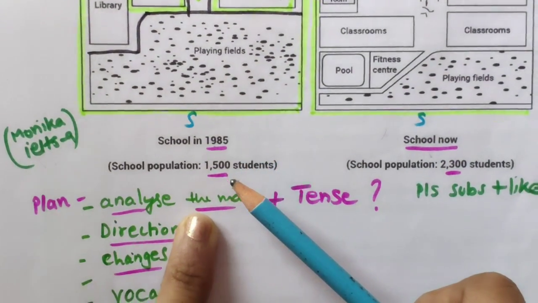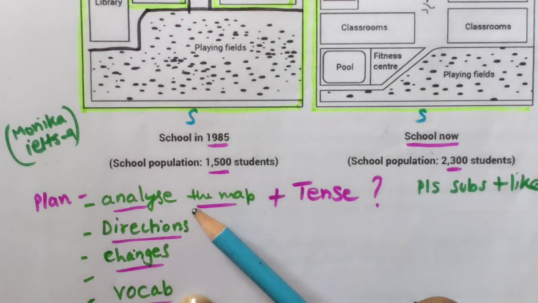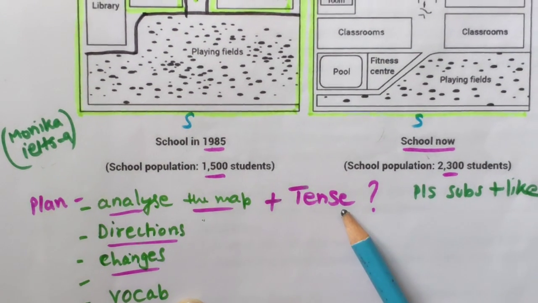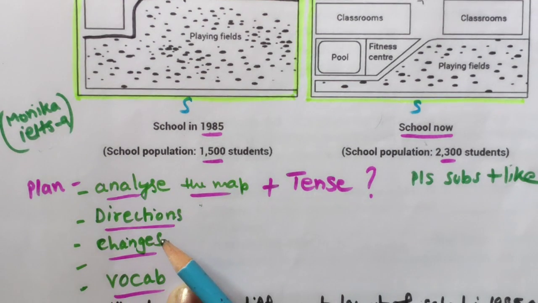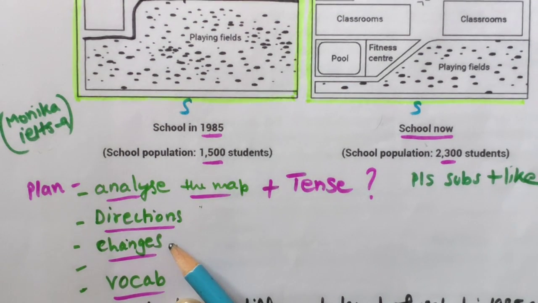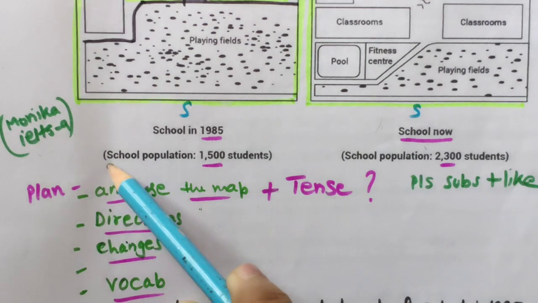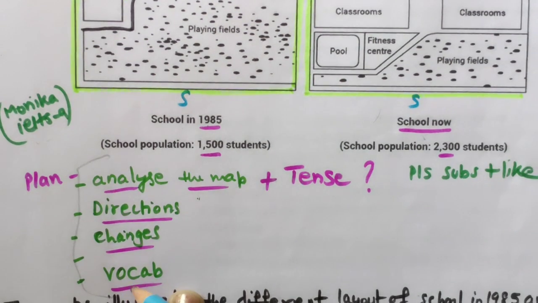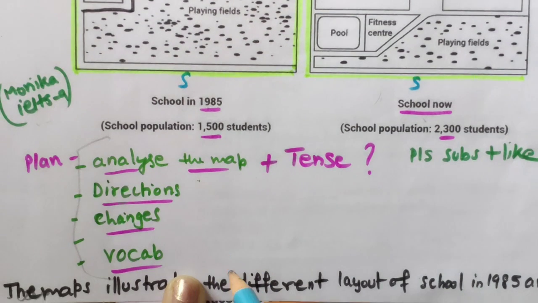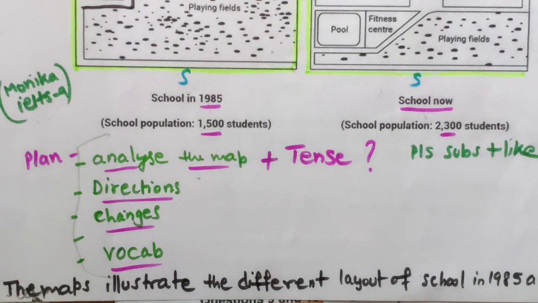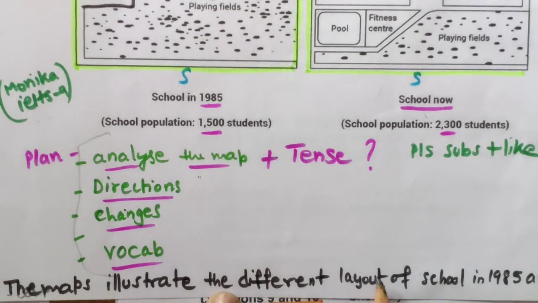In this video we are going to analyze the map, the tense, which tense we have to use, directional words, and some changes also. We will discuss everything; this comes under planning. Vocabulary also we will discuss. And the question statement says the maps illustrate the different layout of the school in 1985 and now.